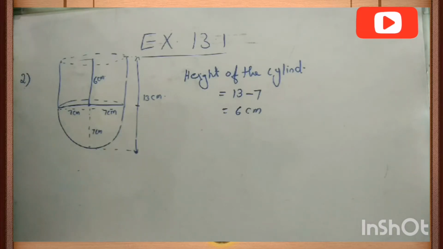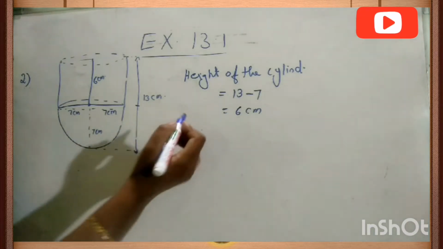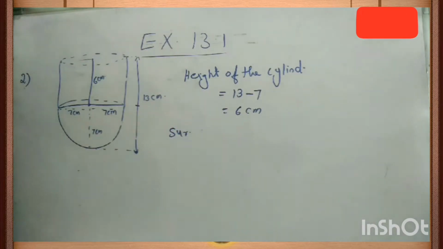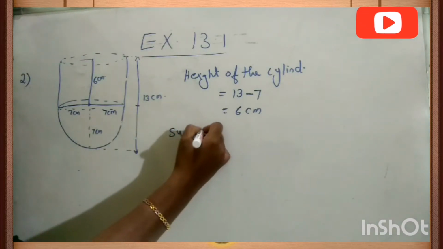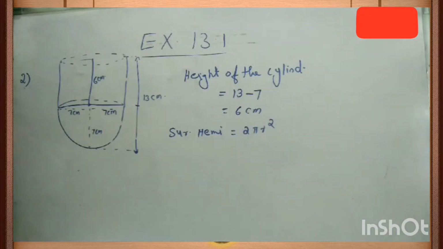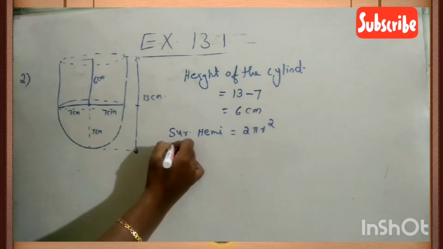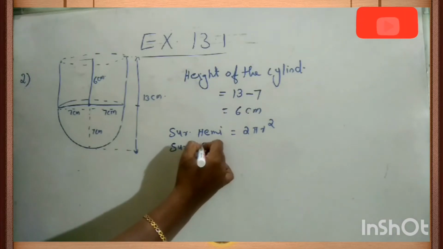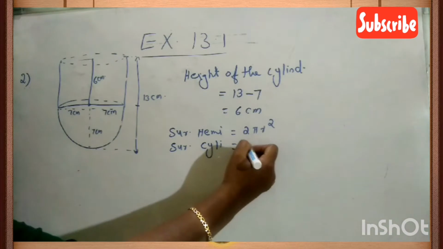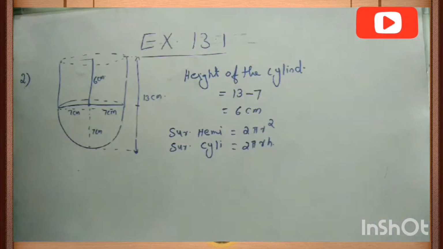What is the inner surface area of the hollow hemisphere? That we know, that is 2 pi r square. Surface area of hollow hemisphere is equal to 2 pi r square. And the inner surface area of the hollow cylinder, surface area of hollow cylinder, is equal to 2 pi r h.